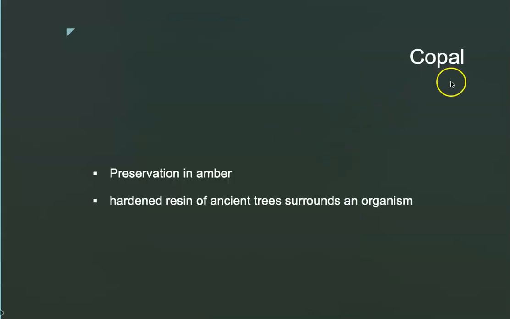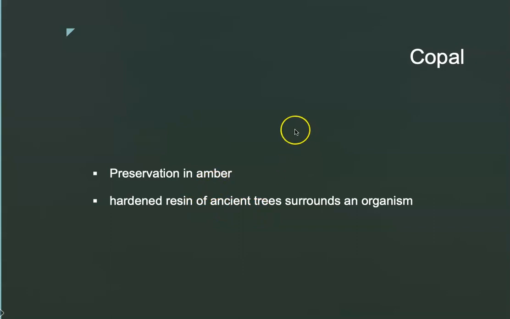Copal. Copal's a really neat way to preserve a fossil. Probably you've seen Jurassic Park, maybe many, many times. If you've seen the original Jurassic Park or read the book by Michael Crichton, you might remember the science behind extracting dinosaur DNA. What you needed was something preserved in amber, which is a fossilized tree sap.